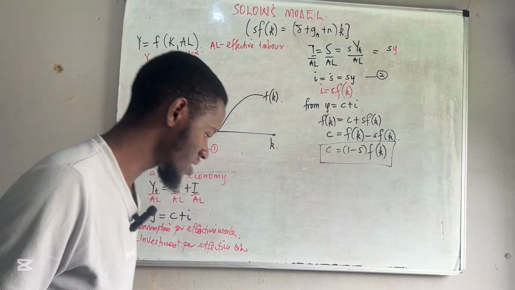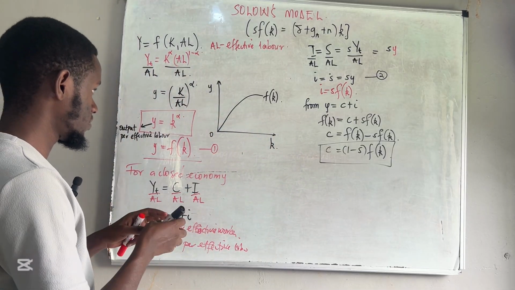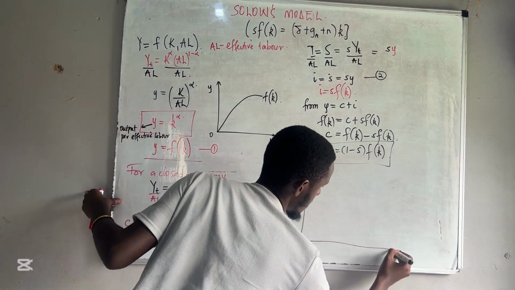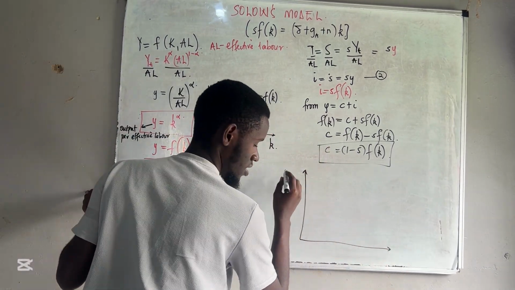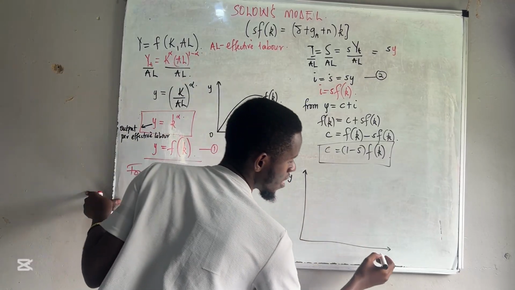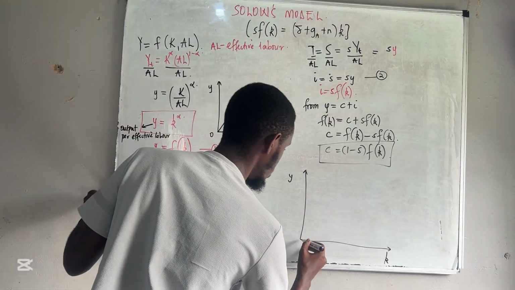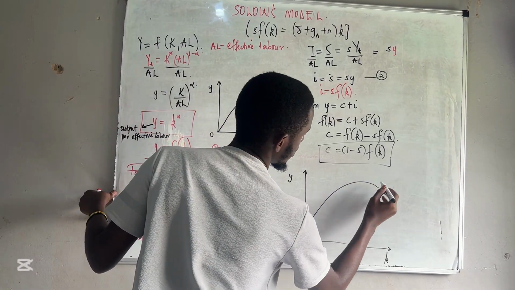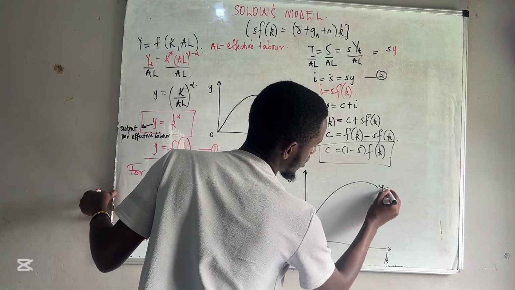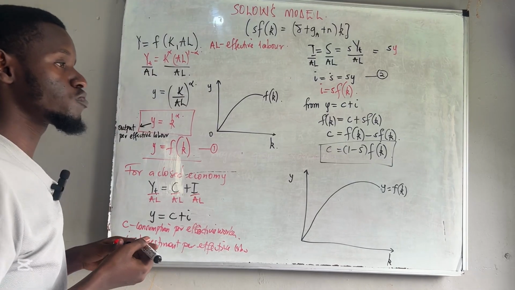Now, from that step, what are we going to do? Here I'm seeing that if I try to sketch, here I have Y, output per effective worker. Here I have small k, which is capital per effective worker. We say that our function is f, this is called Y equals small f of k, which is our output per effective worker.